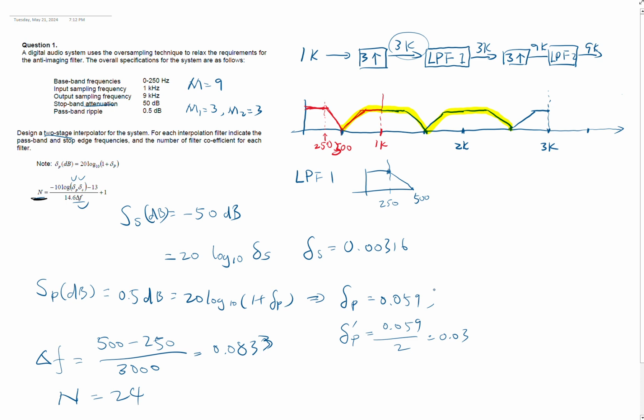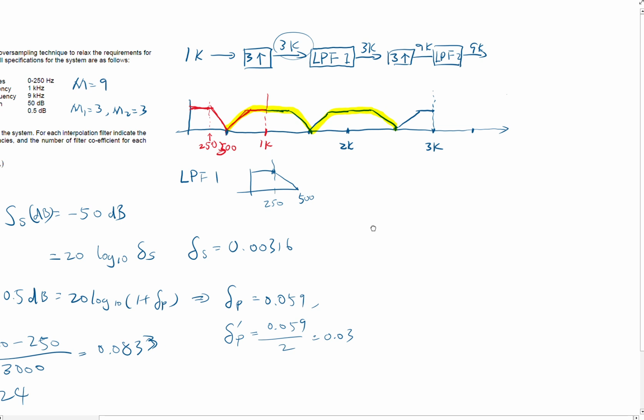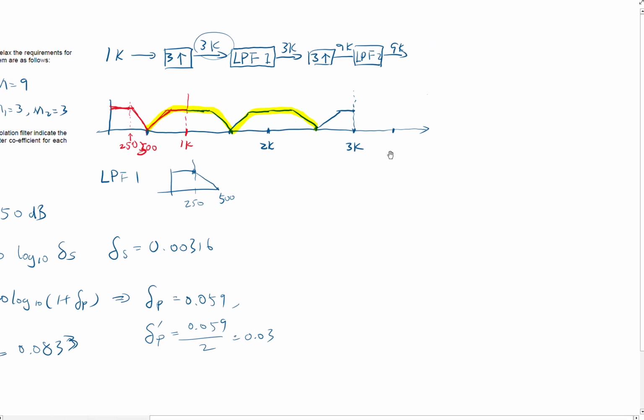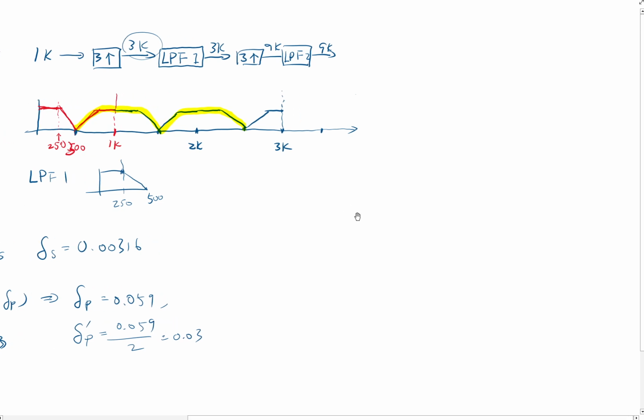Then what's next? Probably I need to move this a little bit. When we upsample again, in this case we applied a filter and cut off at 500, so these will be gone. What we got is this. Then it's been upsampled 3 times again.